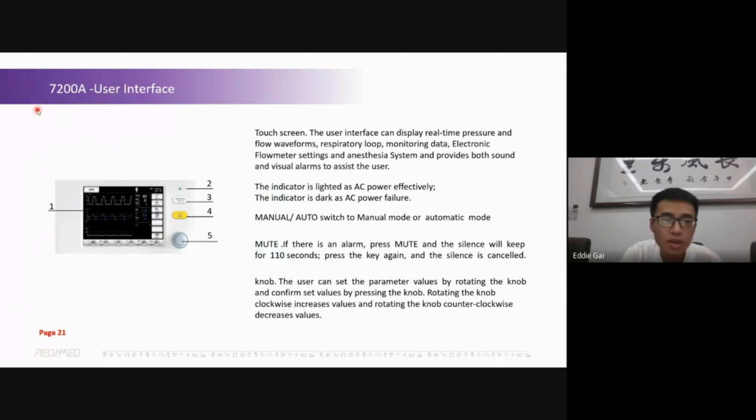Next one, let's have a look at the user interface. As I introduced, there is a shuttle knob, the manual auto switch key, and the mute key. If the alarm is not important and the doctor wants to mute, they can push this. Number 2 is the indicator for AC power. And the mute key will keep for 110 seconds.